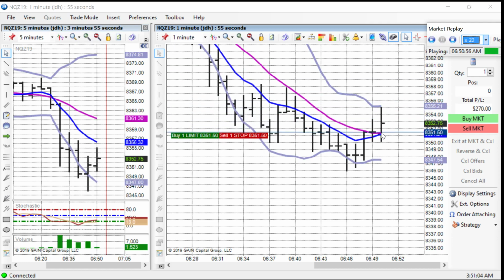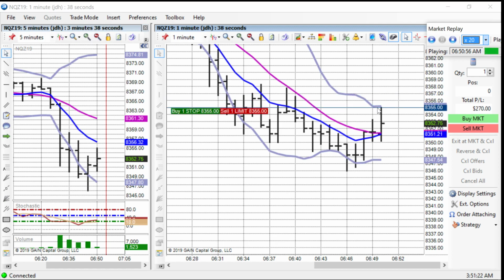See, if I'd gone long there, there's a good 1, 2, 3. You can make a little quick 3-point trade as it hits that upper Bollinger Band. See how that upper Bollinger Band's acting like a cap or a limit on the distance it's going to move.